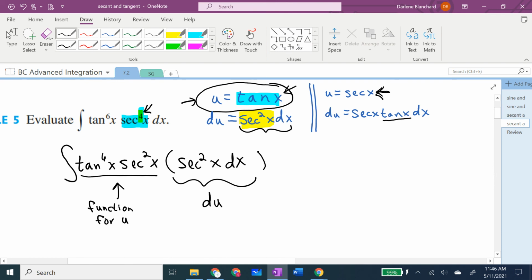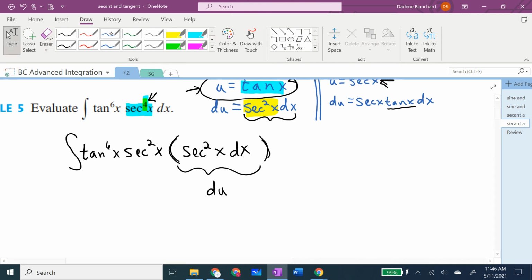If you want everybody that isn't du to turn into a tangent, then what trig identity do I need to use and where? I need everything to turn into tangent that isn't in this parentheses. So I have just secant squared there. And so secant squared is tangent squared plus 1, or 1 plus tangent squared if you prefer.